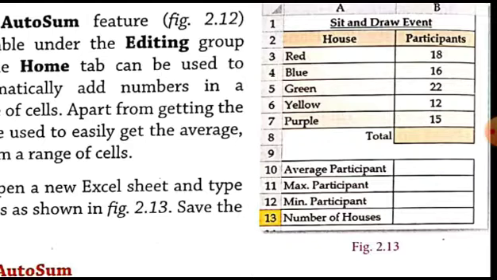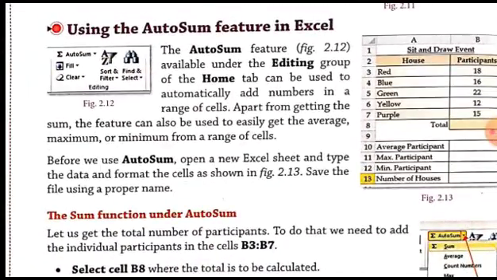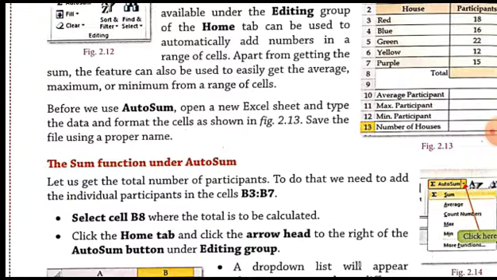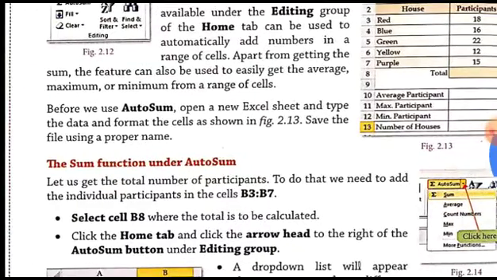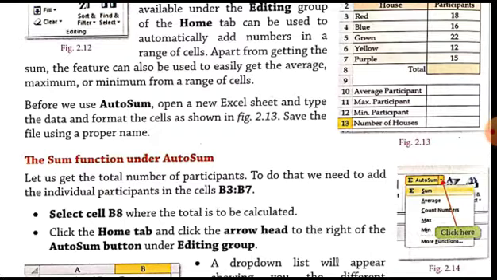For that we can use the AutoSum feature. The sum function of the AutoSum feature can be used for getting the sum automatically. How can we use the sum function? Let us get the total number of participants. To do that, we need to add the individual participants in cells B3 to B7. First of all, you have to select cell B8 because there we want to calculate the total.